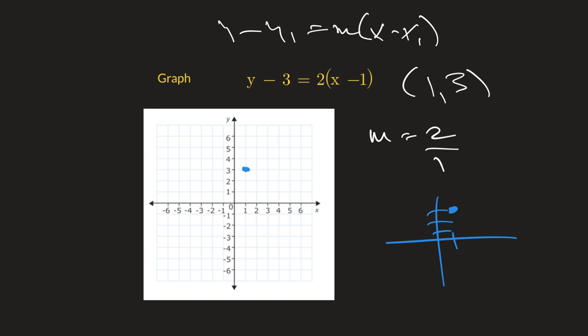Up 2, right 1. Remember, up is positive, right is positive. Down is negative, left is negative. If your slope is 2, that's up 2, right 1. So from the point that we plotted, we're going to go up 2, right 1, and we put another point, and then we can draw a line through those 2 points. You can do the same thing here. Up 2, right 1.